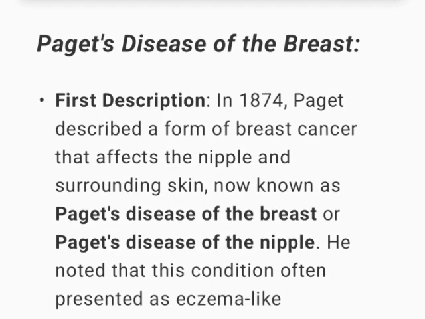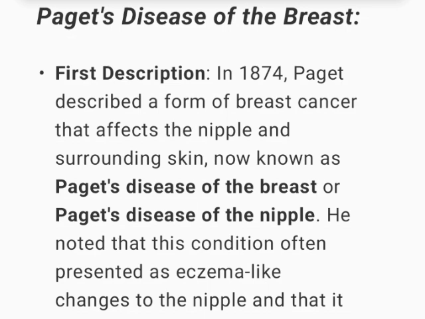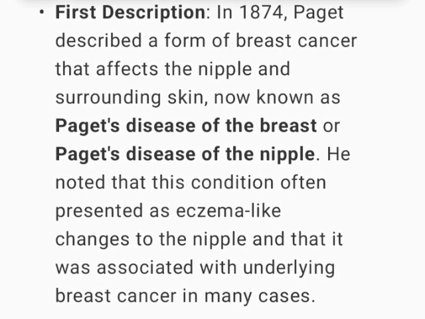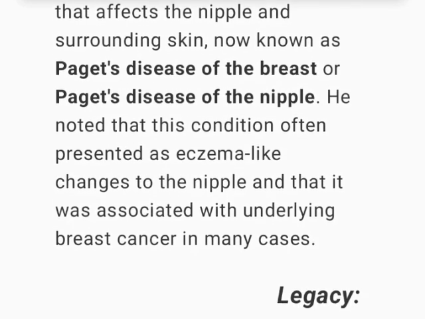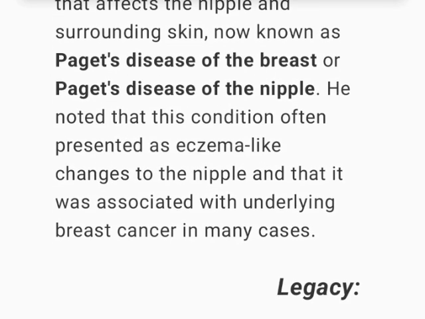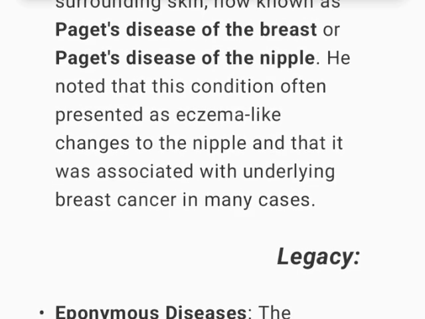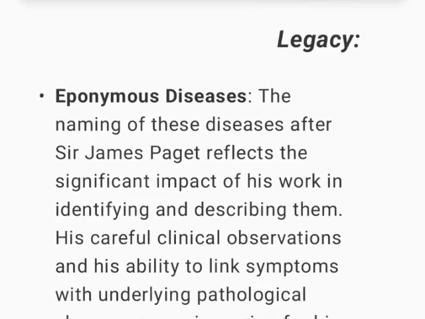Paget's disease of the breast. First description. In 1874, Paget described a form of breast cancer that affects the nipple and surrounding skin, now known as Paget's disease of the breast or Paget's disease of the nipple. He noted that this condition often presented as eczema-like changes to the nipple and that it was associated with underlying breast cancer in many cases.